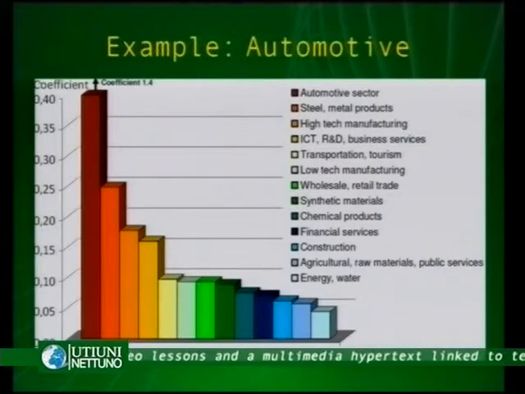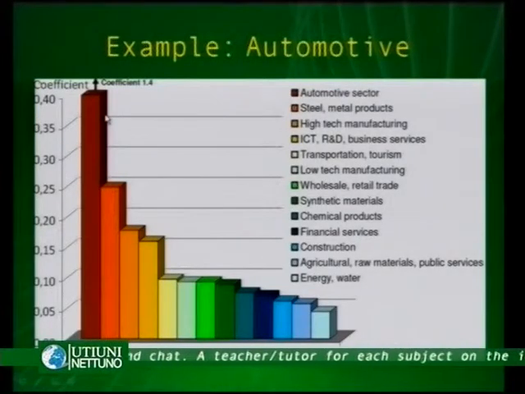Let me give you an example on the automotive supply chain. It is estimated that when the automotive sector invests $1 in a new product development, for example, then this $1 cascades down the various levels of the supply chain. And what has been estimated is that about 40% of that $1 are actually reinvested by steel and metal products. Still 25% are high-tech manufacturing, about 15% ICT and R&D, and then still things that are like more ancillary services, transportation, tourism, wholesale retail trade, financial services, energy, water, construction.